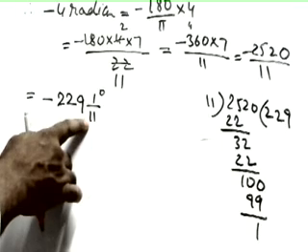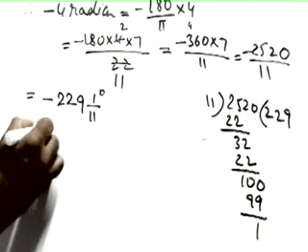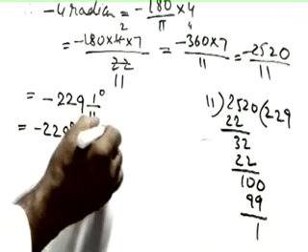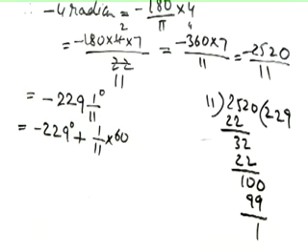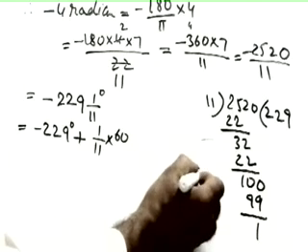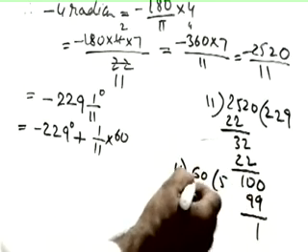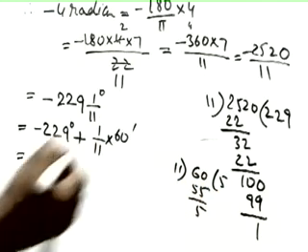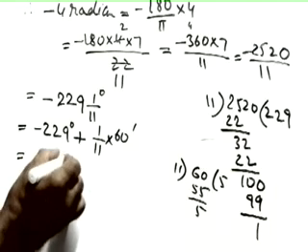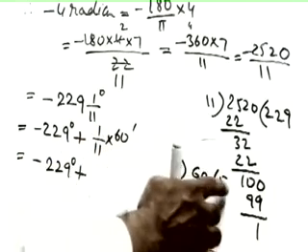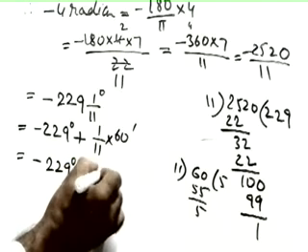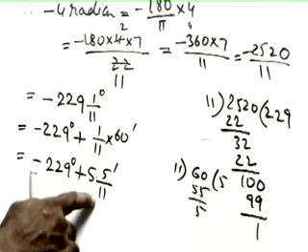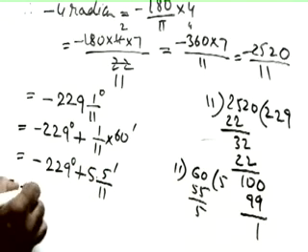Now let me change this 1 by 11 into minutes. We can write like this, minus 229 degrees plus 1 by 11 degree. We have to change into minutes, multiply with 60. Again let me divide 60 by 11. 11 5s are 55, we are left with 5. So we can write like this, watch carefully, minus 229 degrees plus these minutes can be written as 5 and 5 by 11 minutes.